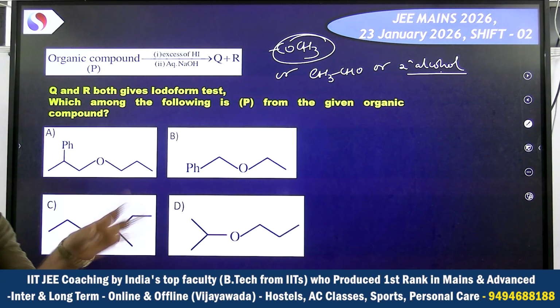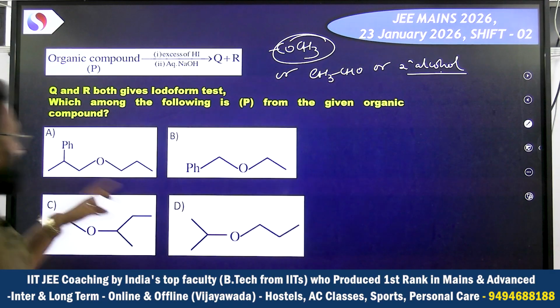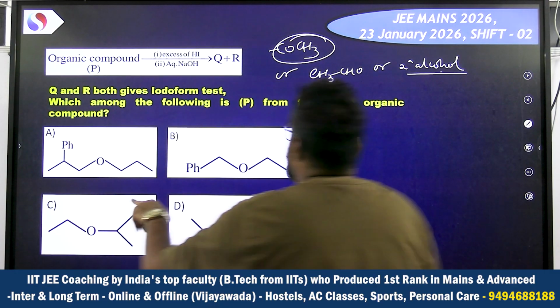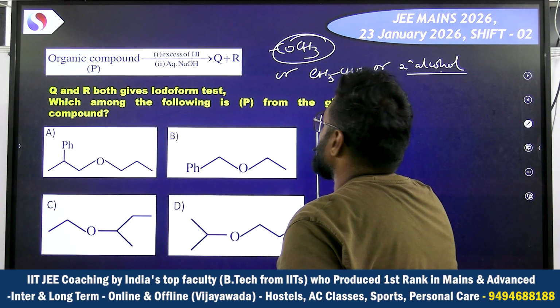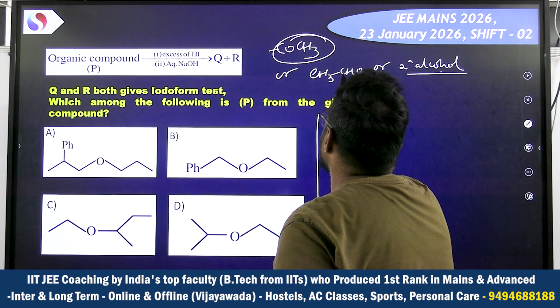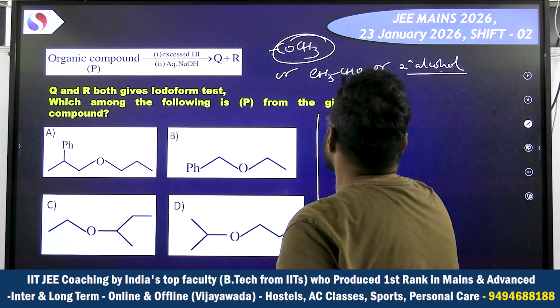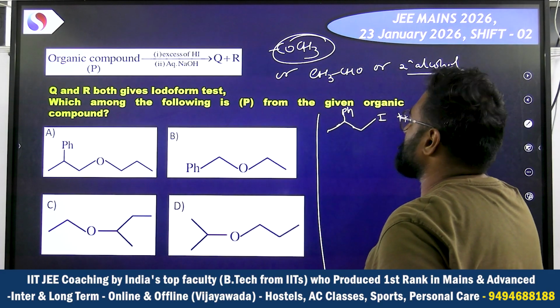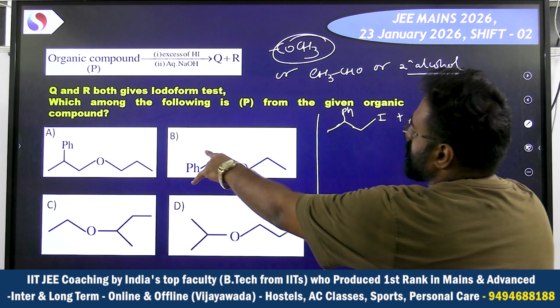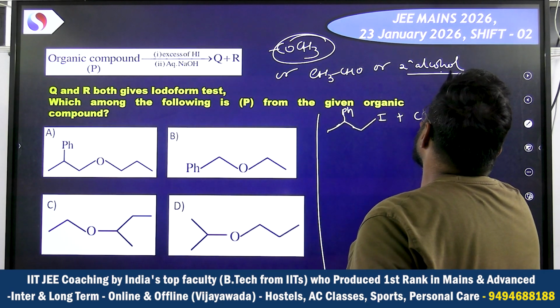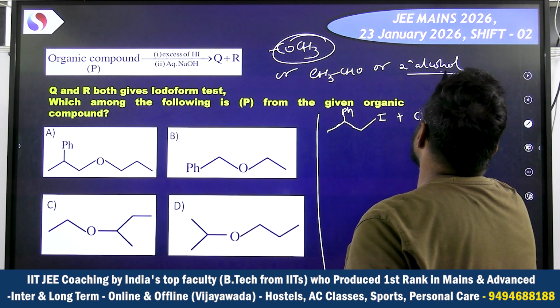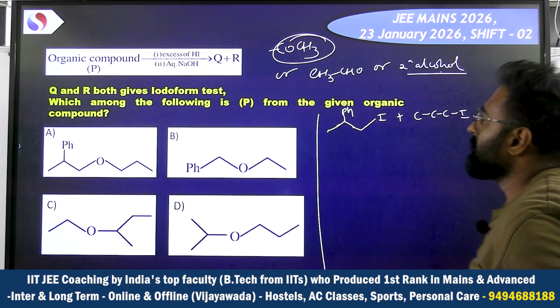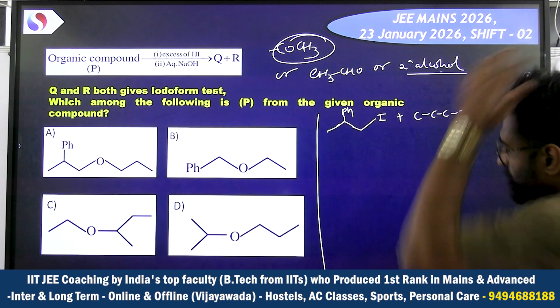XSHI means break all the bonds and add iodine. So if we see your first option, it will be pH, and this will be I plus 1, 2, 3 C 2, 3 I. This will be the correct option.